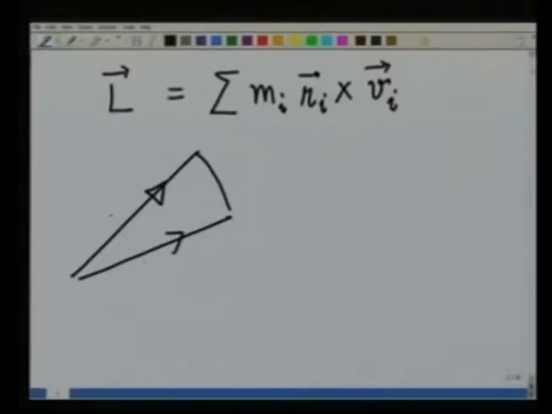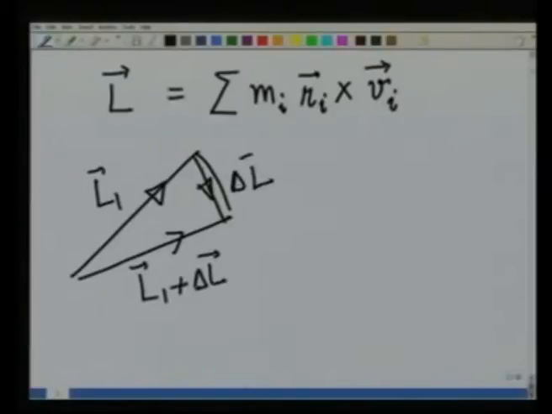So that if this was L1 and this was L1 plus delta L, this could be the change delta L. In that case, the axis of rotation may also change, and these kinds of changes in delta L give rise to a little more complicated dynamics. The body may change orientation in many different ways. This I show by a few demonstrations after this.